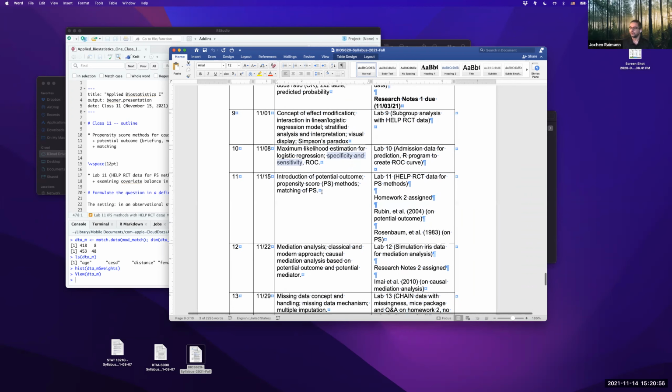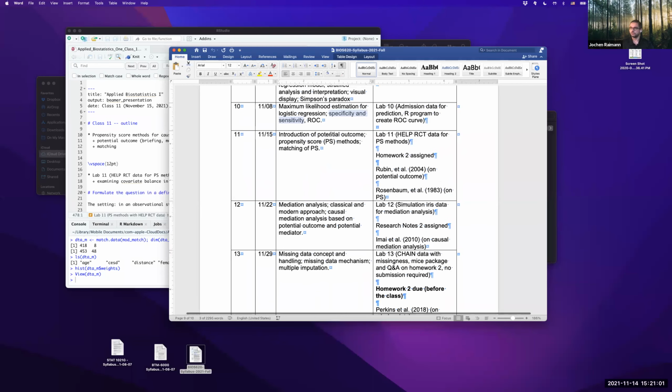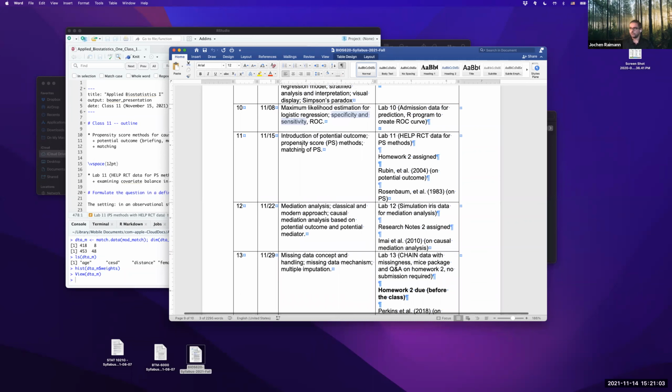So today we're going to go into the next topic, and it's only 3 more topics, right? So we're talking today about the introduction of potential outcomes, propensity score methods, and propensity score matching methods.